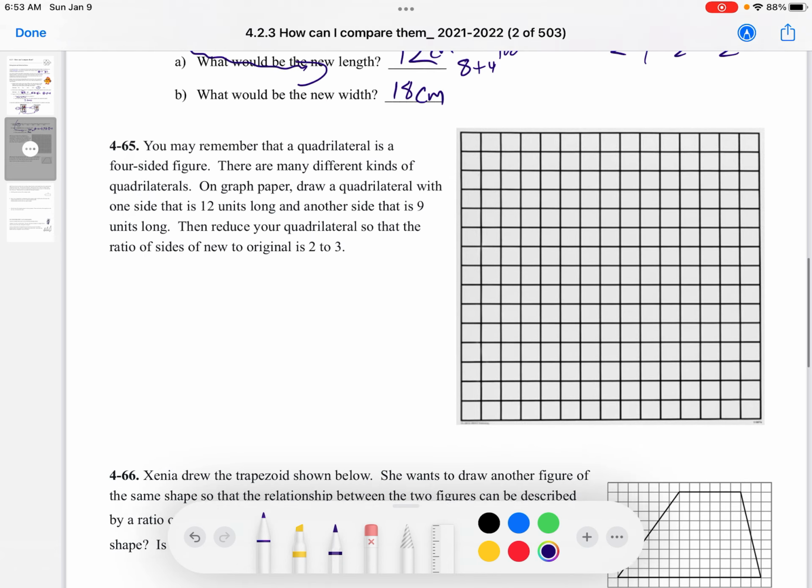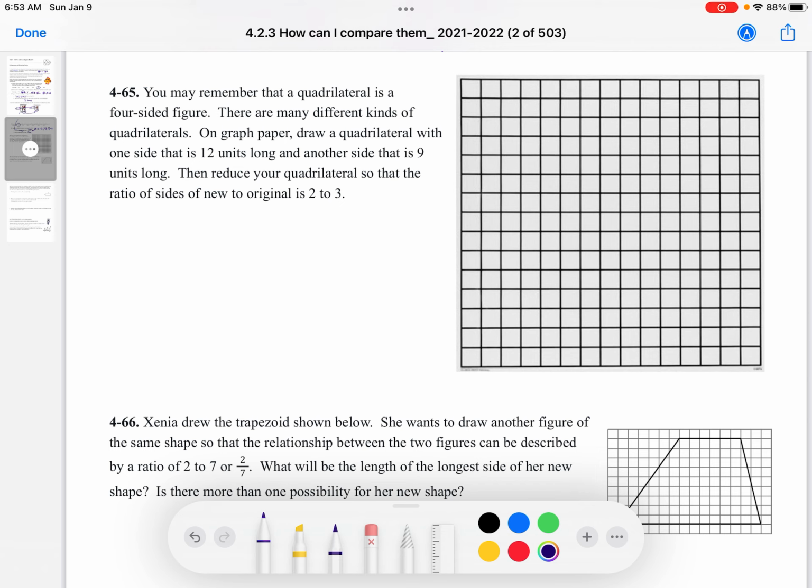You remember that a quadrilateral is a four-sided figure? There are many different kinds of quadrilaterals. On graph paper, draw a quadrilateral with one side that's 12 units, another side that's 9. Then reduce your quadrilateral so the ratio of the sides of the new to original is 2 to 3.